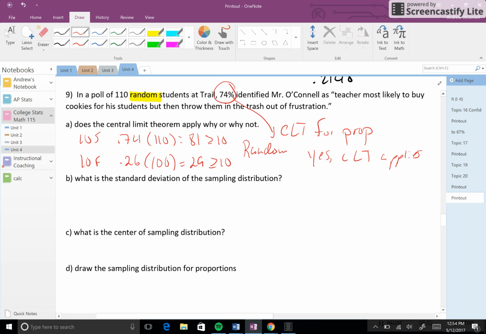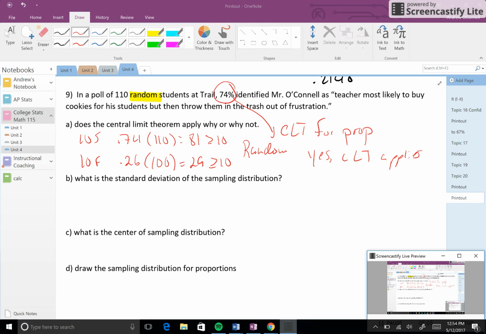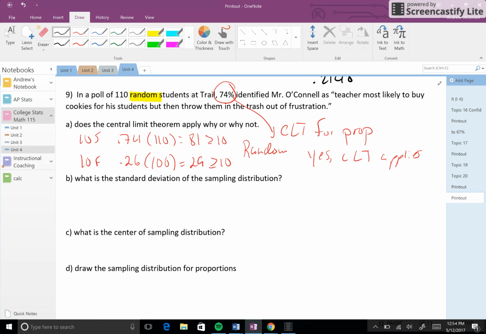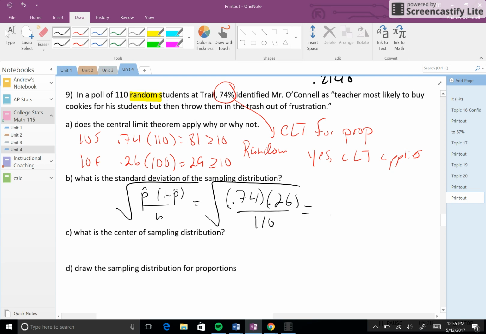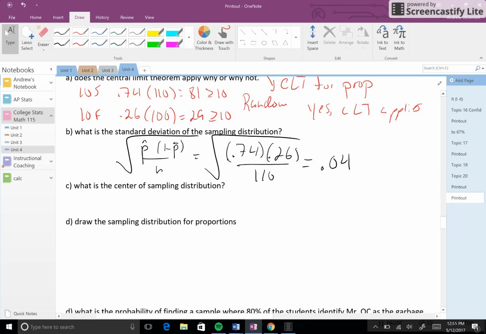What's the standard deviation of the sampling distribution? So standard deviation of a sampling distribution for proportions, this would be the square root of p hat times 1 minus p hat over n. So that'd be .74 times .26 over 110. And that should be right about 0.04. What's the center of the sampling distribution? The center of a sampling distribution, in this case, is our proportion, 74.